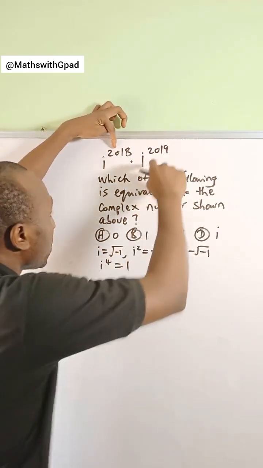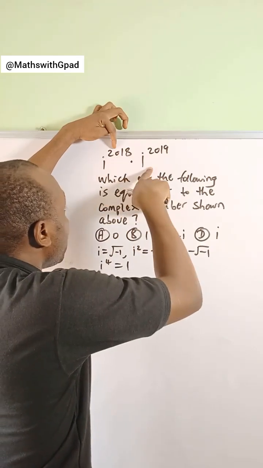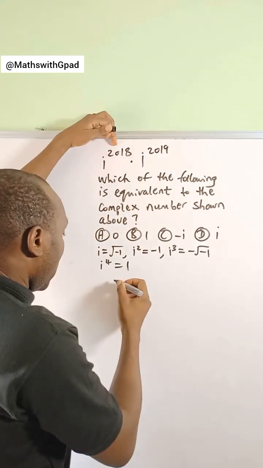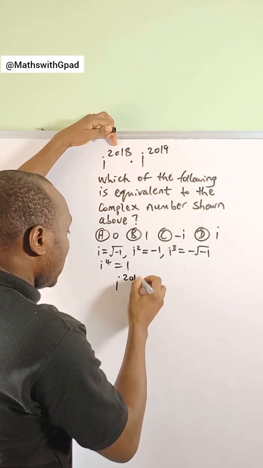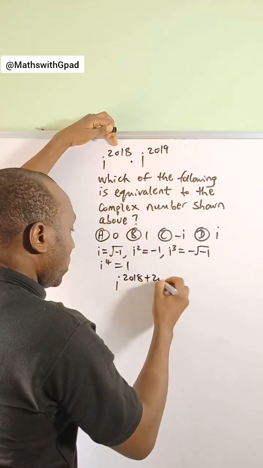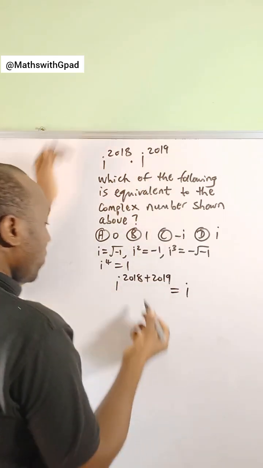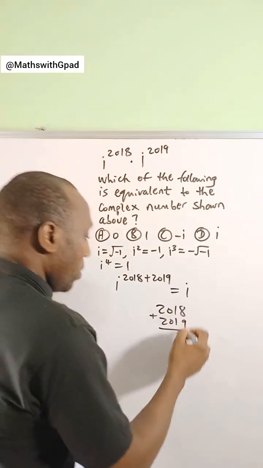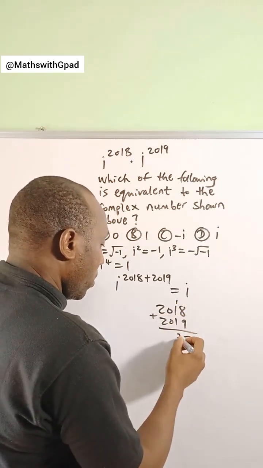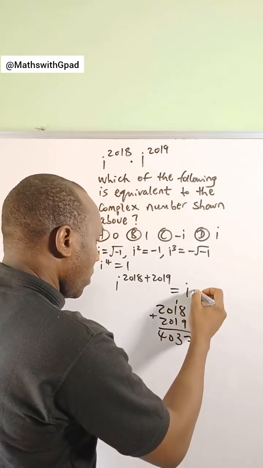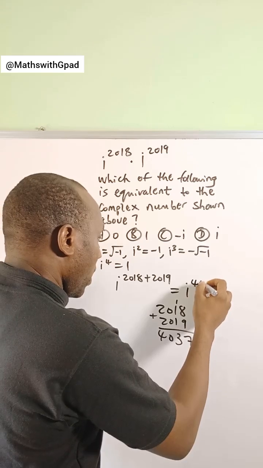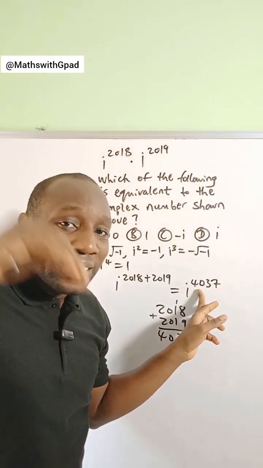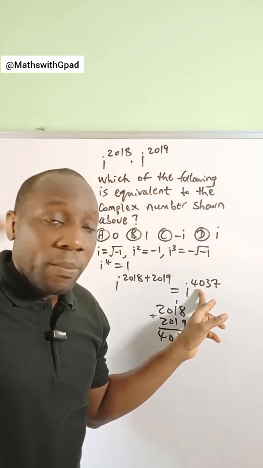Now let's come and work this out. Look at this. They have the same base, i. We can add the exponents from the laws of indices. So that's i raised by 2018 plus 2019. If you add these two, this is 7, carry 1, then 3, 0, and 4. So that's 4,037. We will now divide this by 4 and get the remainder. The remainder will help us in getting the answer.